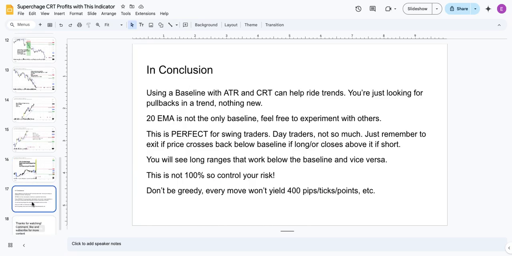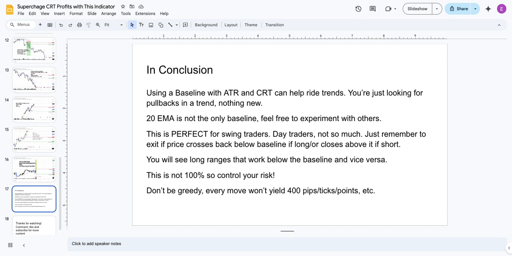All right, so in conclusion, using a baseline with ATR and CRT can help ride trends. You're just looking for pullbacks in a trend. This is nothing new. It's just a different way to detect it. The 20 EMA is not the only baseline, so you can experiment with others. This is perfect for swing traders. For day traders, you don't really need a baseline. Just trade ranges. You'll be fine.